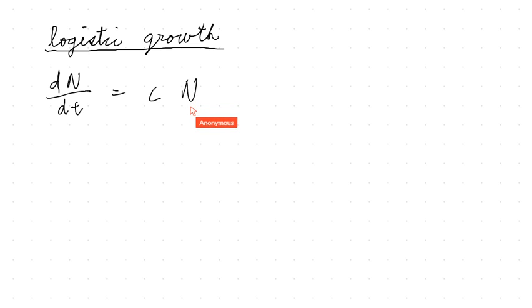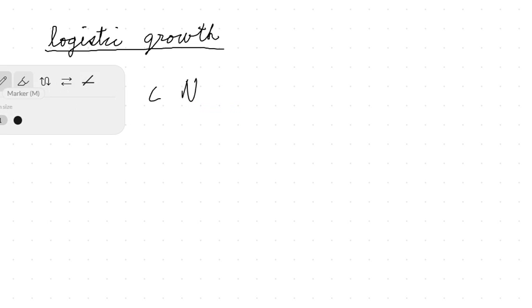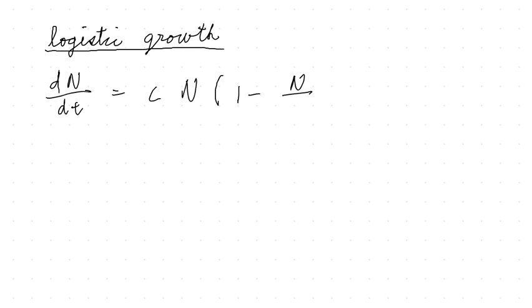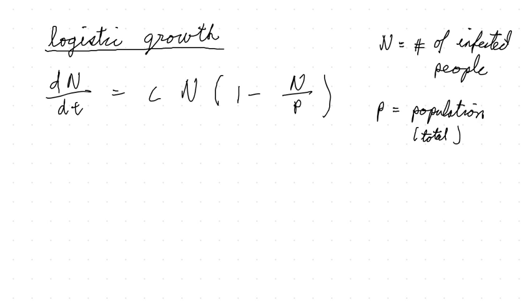What we're going to do is multiply by a factor. And this factor is going to be 1 minus n over p, where p is the population size. Just for reference, n is the number of infected people, and p is the total population. Now this equation satisfies all our conditions.